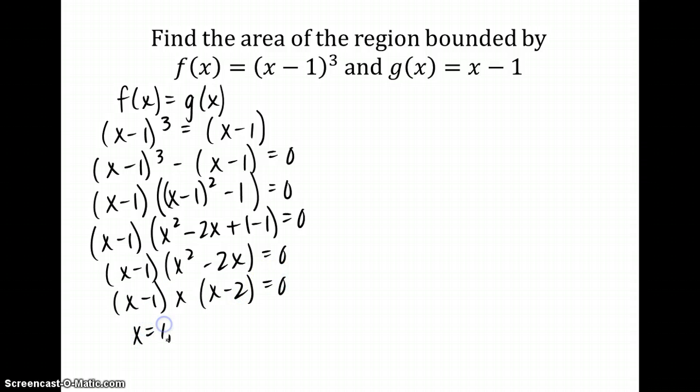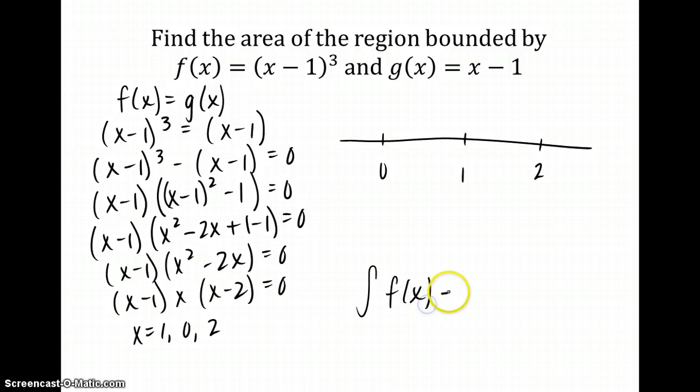Alright, so we have several things going on here. One, there's 3 points of intersection. 3 points of intersection will be your indicator that your top and bottom functions switch in the interval. So if we want to perhaps look at a number line, let's put 0 here, 1, and 2. What you need to determine is which function is your top function, which one is your bottom function.